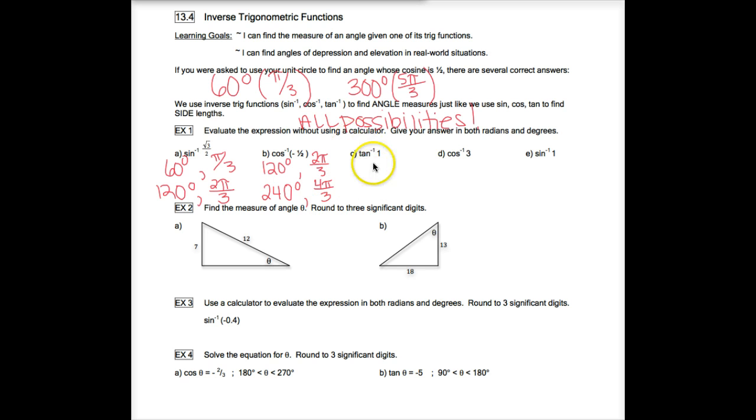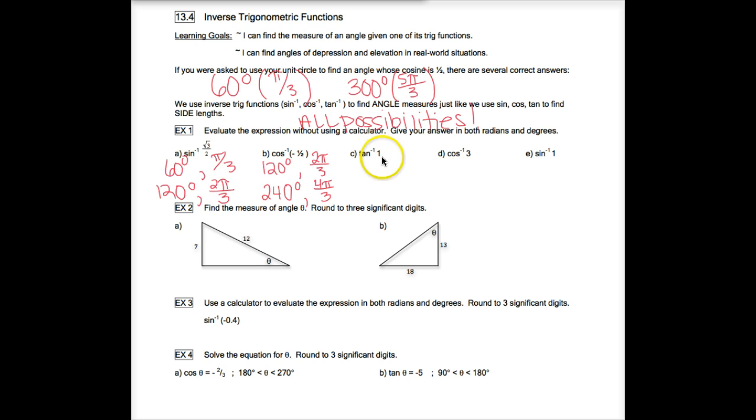Next one, inverse tangent of 1. So that means I want to find the place where the tangent is 1. Now this is tricky because tangent isn't listed on our unit circle. You're actually going to have to use your logical reasoning skills rather than just searching and listing what you see.